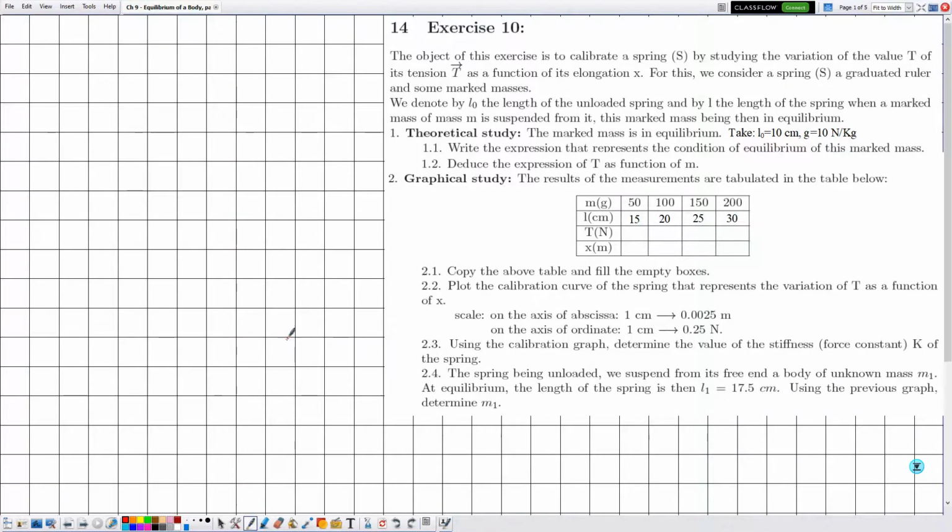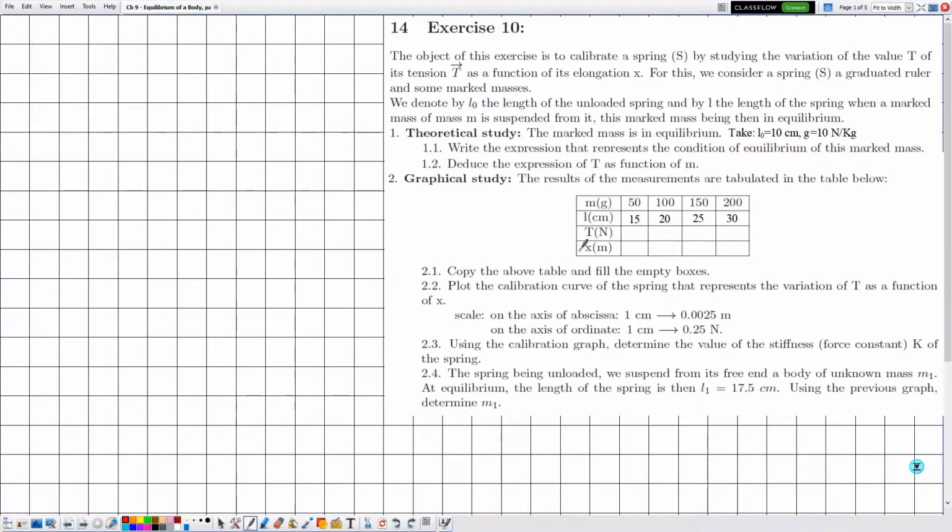Okay, hello everyone. In a new video, we have reached part 4 of chapter 9, which is the chapter of equilibrium of a body in the third unit of mechanics. In this one we are going to solve more exercises. We have reached exercise 10, section 14.